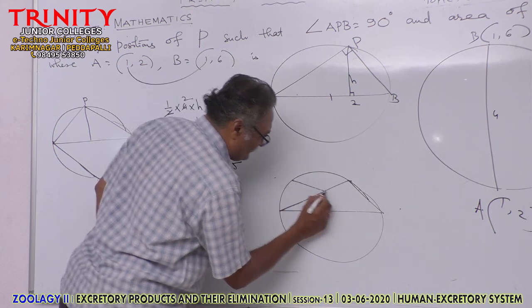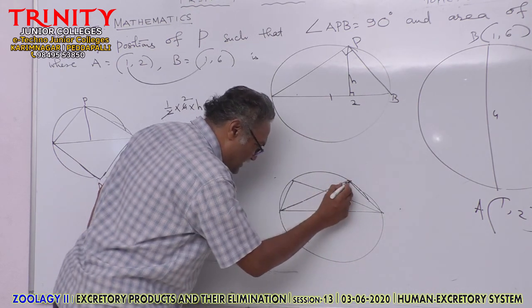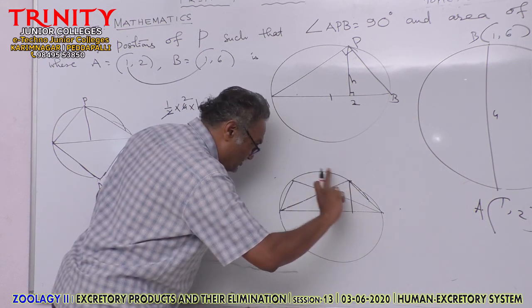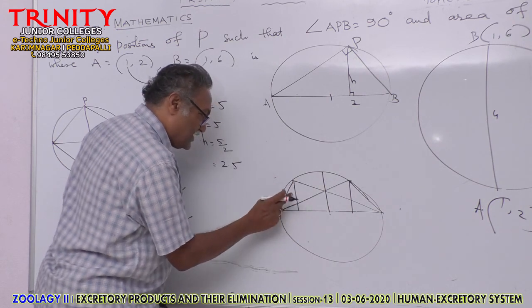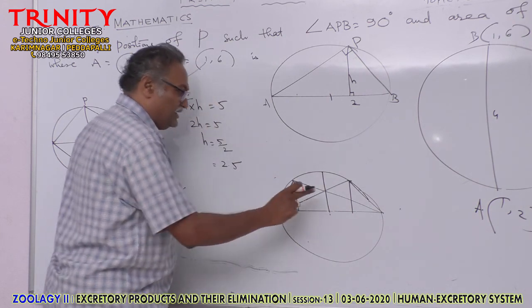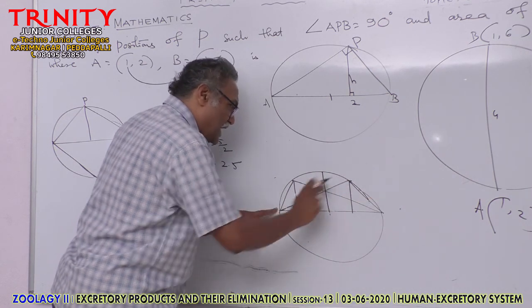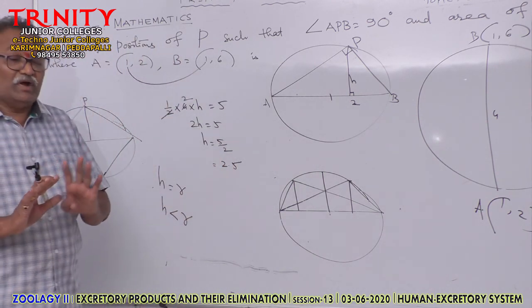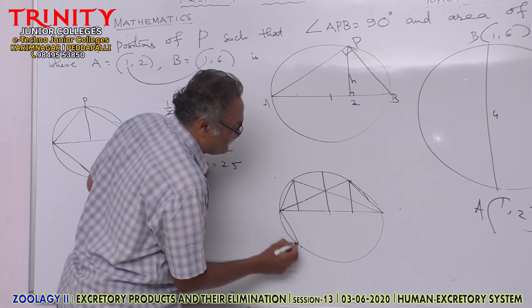Second case, take like this. Here, this height is less than radius. This height is less than radius, and this height is also less than radius. But this point is on the circle. Angle in a semicircle is a right angle. And the third case is taking the point here, like this.